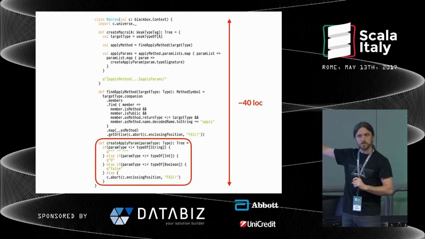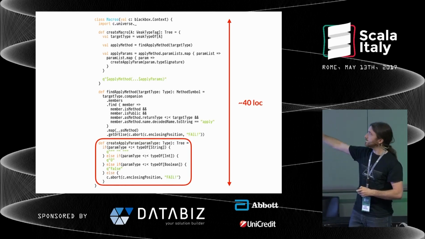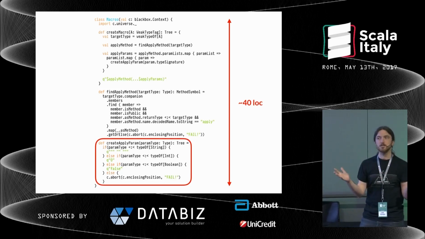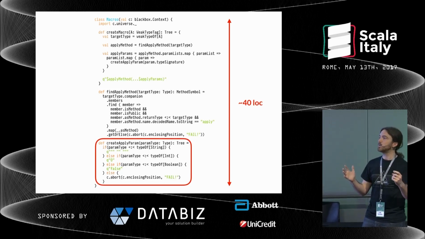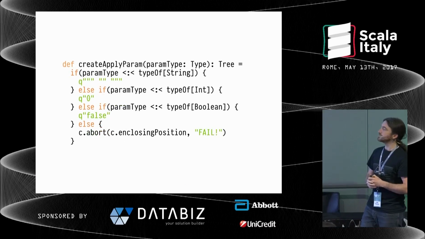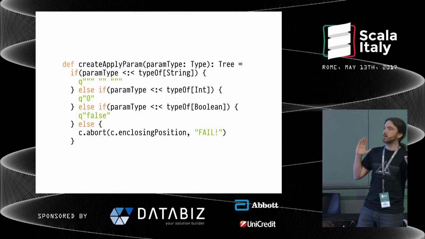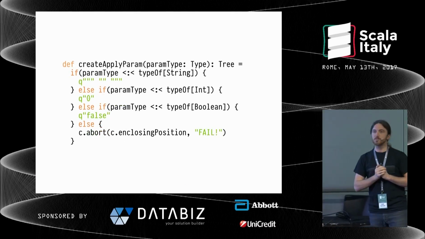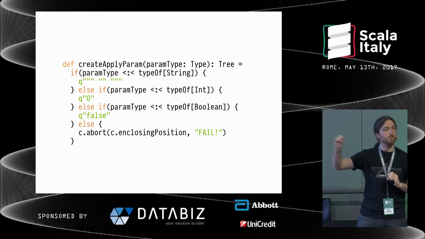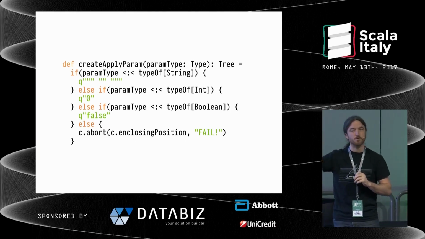So I'm not going to go into detail about the whole thing, but I am going to look at this last method in a little bit more detail because it ties in to a larger point about how we integrate metaprogramming with our normal code. So this is the simplest possible implementation I could find for this method. Remember, it's called create apply param, and we're looking at the type of one of the parameters to our apply, and we're trying to work out what to fill in for the value for that parameter.